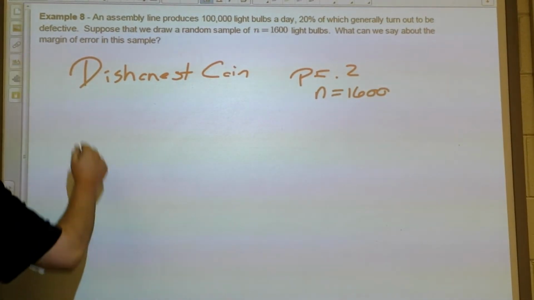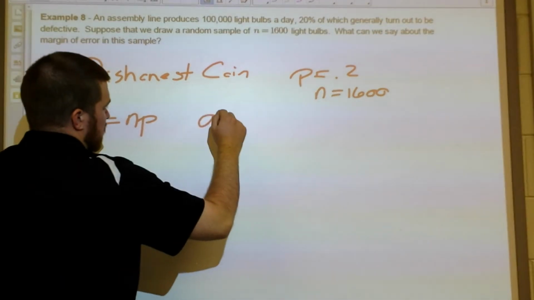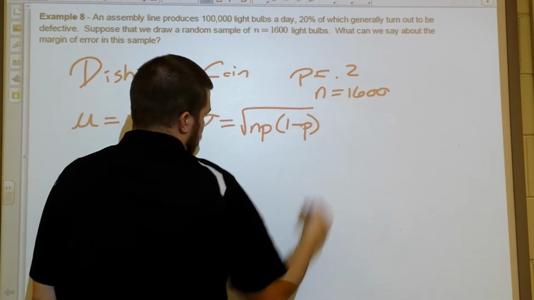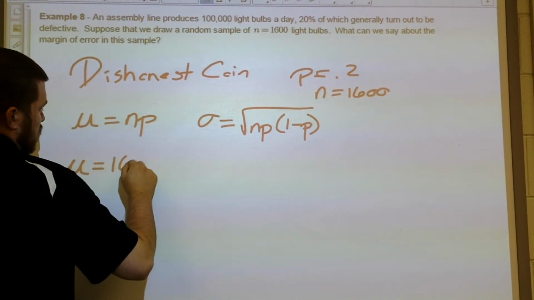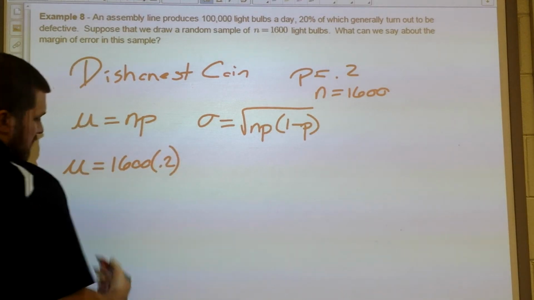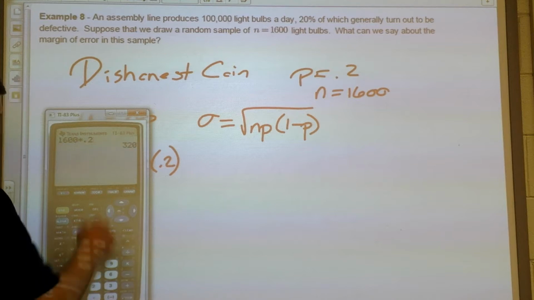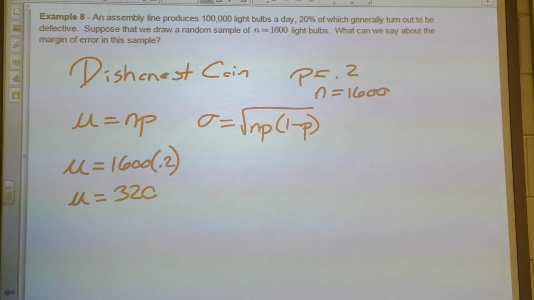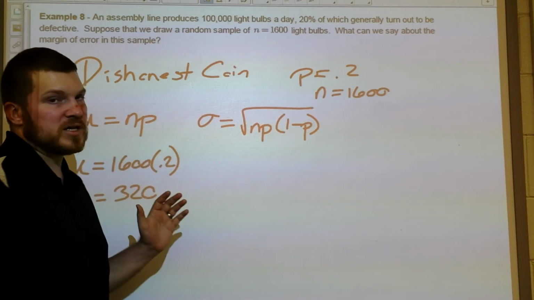And so what we need to do first is find our average value, which, remember from the previous videos, was n times p, and our standard deviation was given as the square root of np times 1 minus p. Now plugging in what we know, the average value for the number of defective light bulbs is 1,600 times 0.2. Let's use the calculator, which is 320. So our average value for the number of defective light bulbs is 320. We expect, on average, 320 light bulbs to be defective out of every batch that we sample.